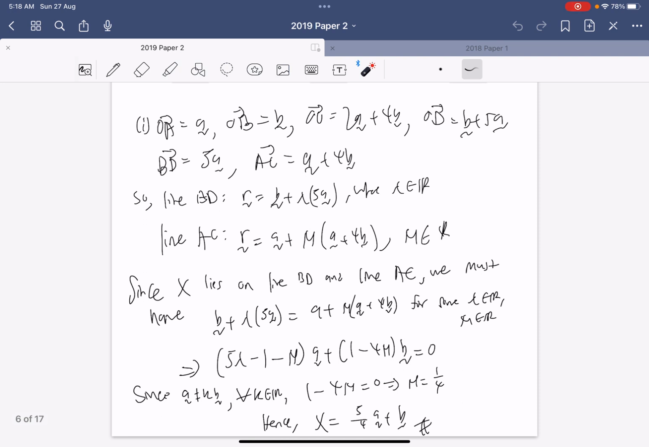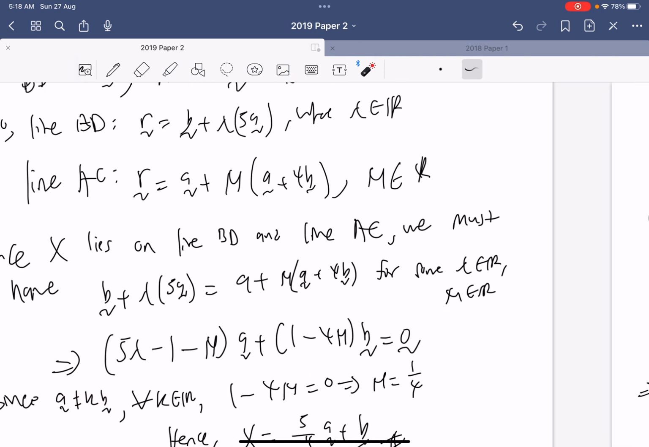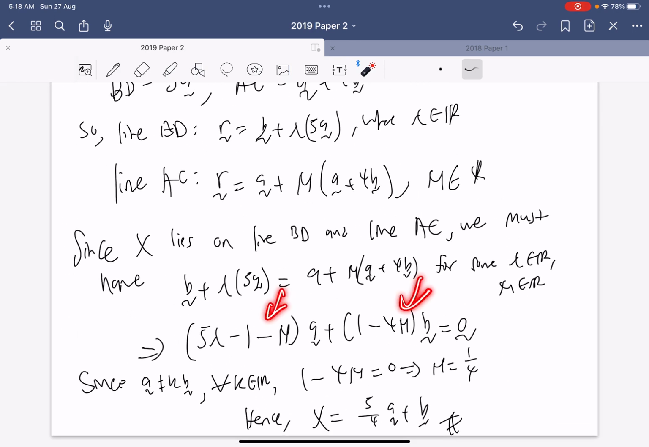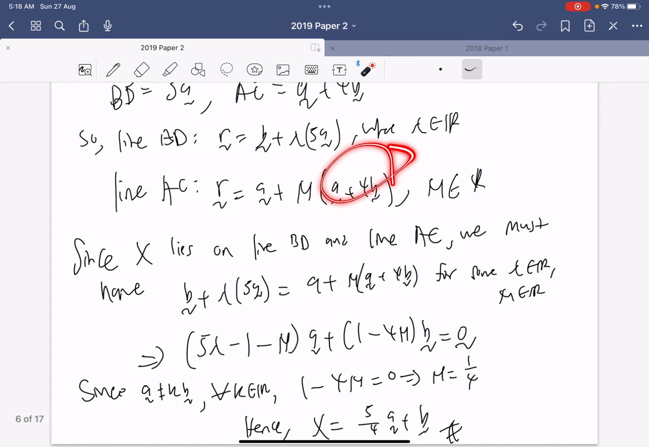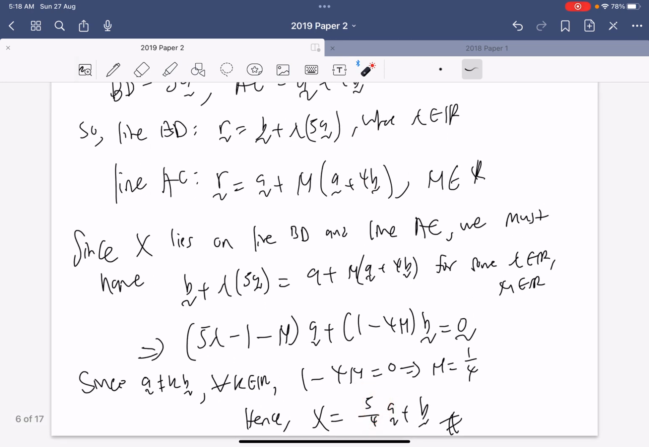So with that, you shift everything to one side. So you get the coefficient (5 lambda minus 1 minus mu) A plus (1 minus mu) whole thing times B equals 0. Then since A is not parallel to B, both of these must equal 0. Then you just solve the easier one, which has only one unknown. So mu is 1/4, and then with that you just sub in over here and you should get 5/4 A plus B.